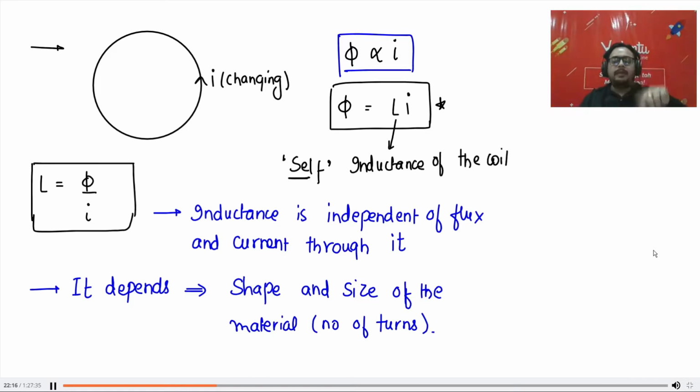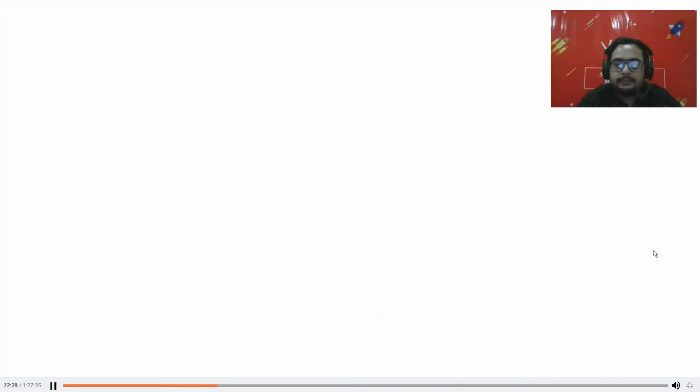Okay, now let me go back. I just told you that due to change in the current, an EMF will be generated. So I want to know how much EMF will be generated in an inductor. This is the theoretical part. Now we are going to study EMF generated in an inductor.